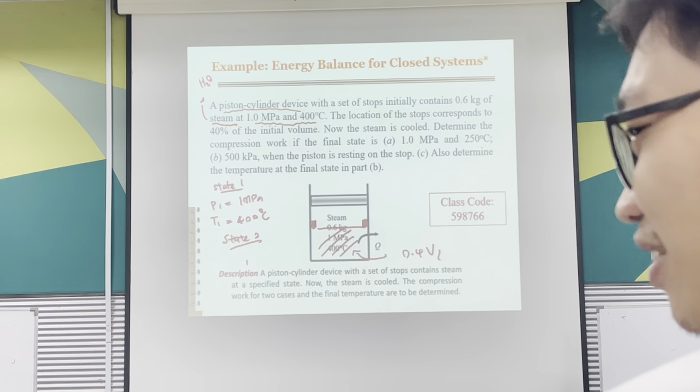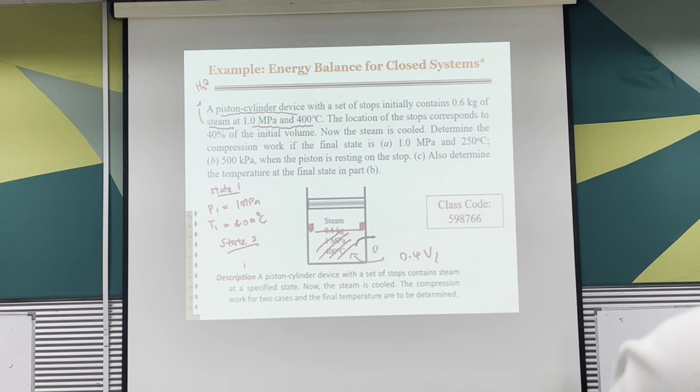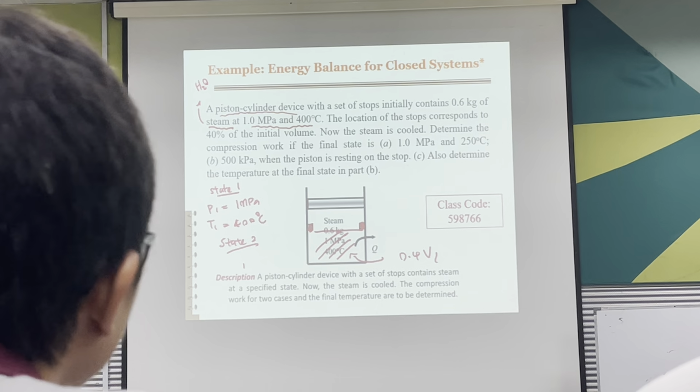So you have 3 states here, 2 processes. Or technically 1 process, but you can split into 2. So we imagine that we have 2 processes, 3 different states. So you can see a description as well. A piston cylinder device with a set of stops contains steam at a specified state. Now the steam is cooled. The compression work for 2 cases and the final temperature are to be determined.